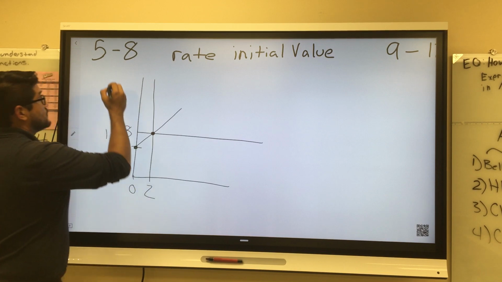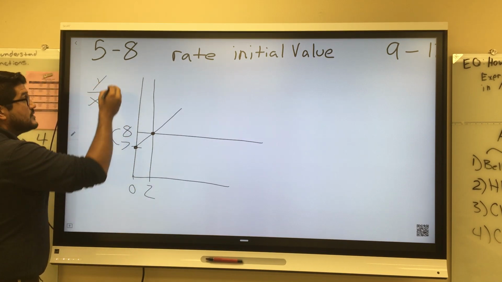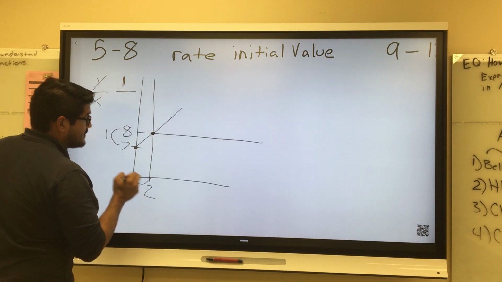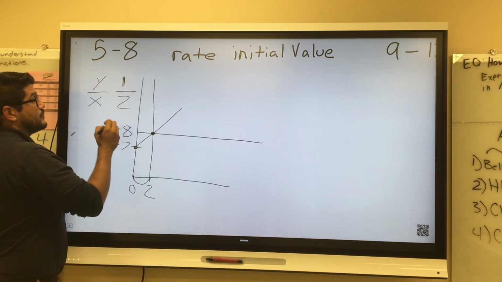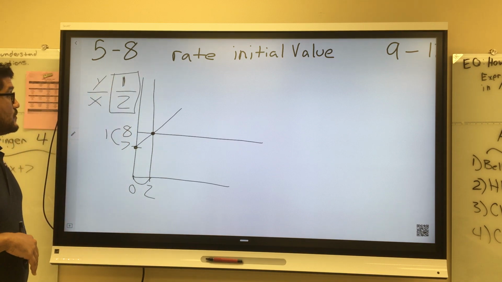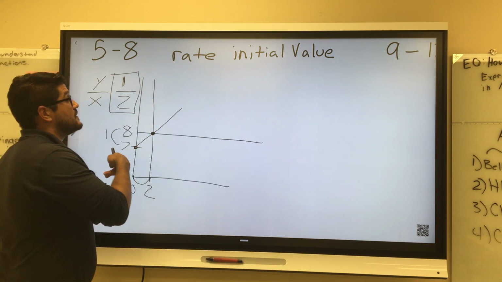So you do y first. So y goes on the top and x goes on the bottom. So here it's 1. And what about the bottom? How much did it have to move to the right? It had to move 2. So this is 2. So the rate for this one is 1/2. So the rate is how fast it's increasing. So this is going to be continuous because this is a linear function.